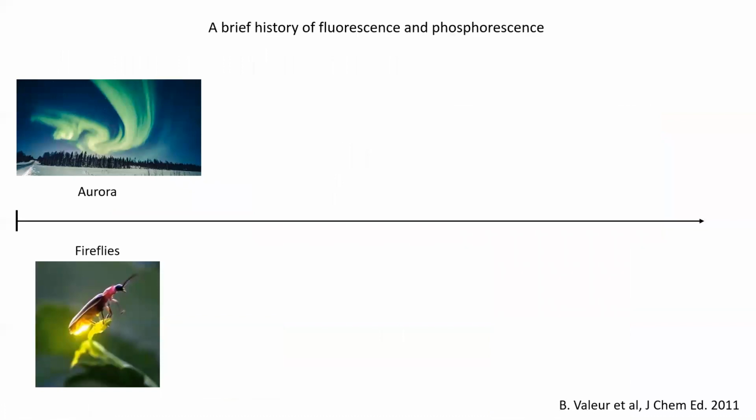Okay, so how have the ideas of fluorescence and phosphorescence evolved over time to reach our current era? Of course, since luminescence is present in many biological or natural phenomena, for a long time humans have been familiar with some kind of luminescence, such as those present in auroras or in insects, such as fireflies.